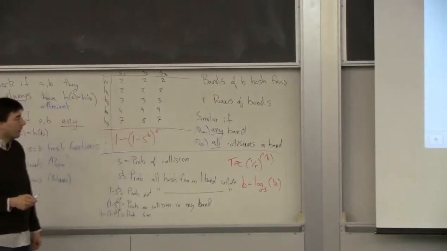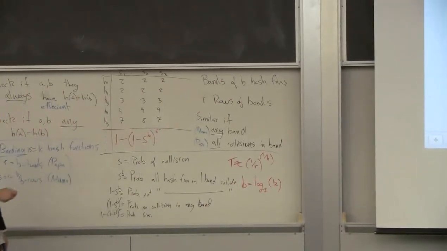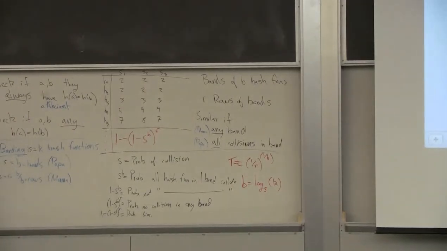So you're going to have a lot fewer bands typically than you are going to have different rows in a band.